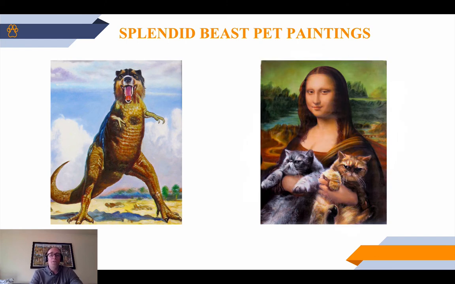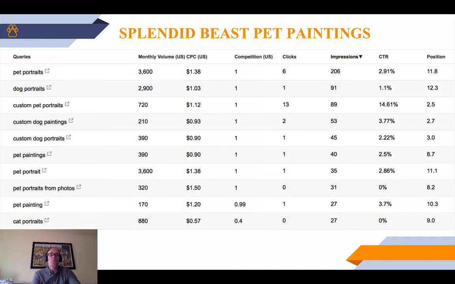People send in a photo to splendidbeast.com, and we can give them a custom oil painting to hang on their wall. So this is an example from our Google Search Console, and I have to say, when I look at this page, it's quite painful for me. We can see that, for example, pet portraits, just in the last, usually it's set to 28 days, there were 206 impressions of it, but only 6 clicks. So this is exactly what we sell, and yet we're not getting the clicks we want here.